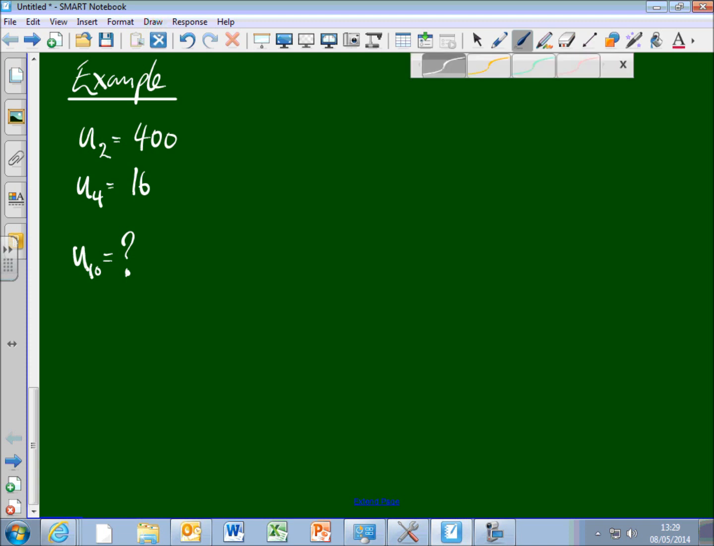So Shanice is saying this. The second term in the sequence I can write like this, AR. So I know that the first term times the ratio equals 400. Okay? And I also know that AR cubed, because that's the fourth term, that's another way of writing the fourth term, equals 16. Okay, you got it?